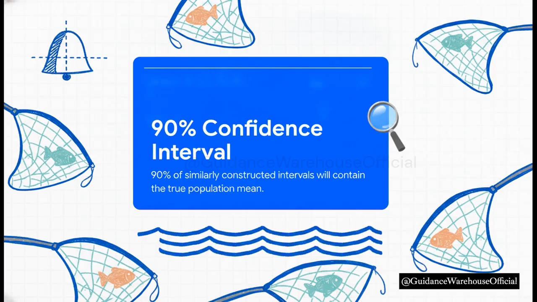So, the crucial point is how we define this formally. Now that we understand the basic visual idea, let's look at the strict technical definition. A 90% confidence interval is a range of values constructed from sample data so that 90% of similarly constructed intervals will contain the true population mean. It's all about the reliability of the statistical process, not the spread of the data. If you repeat the sampling process endlessly, 90% of the nets you cast will successfully catch the fish.